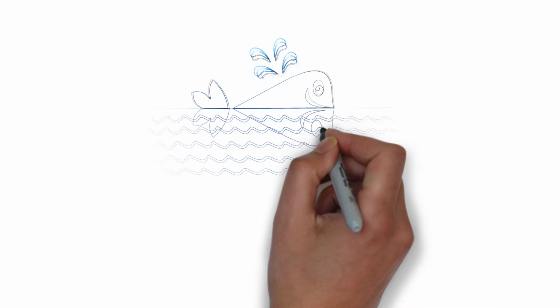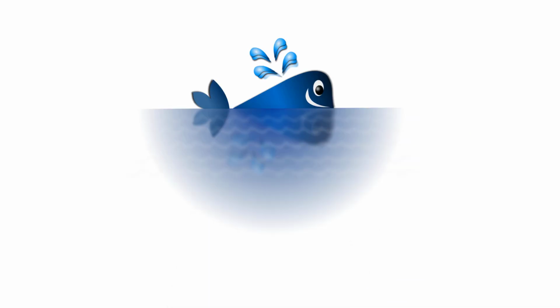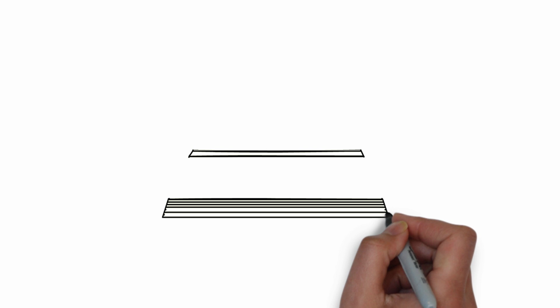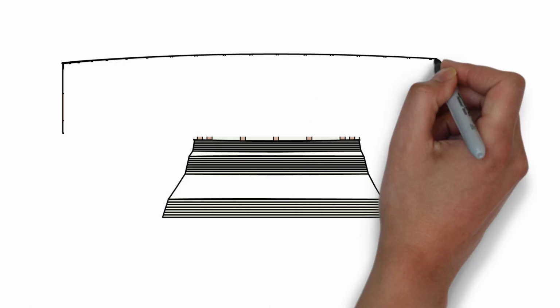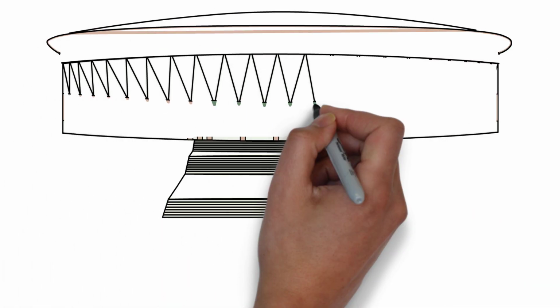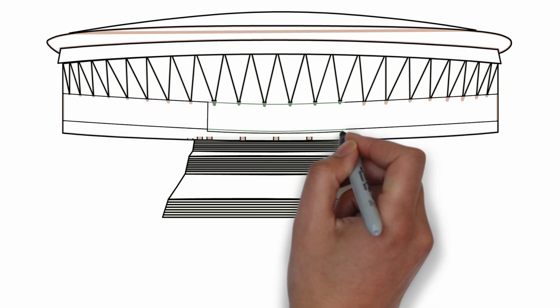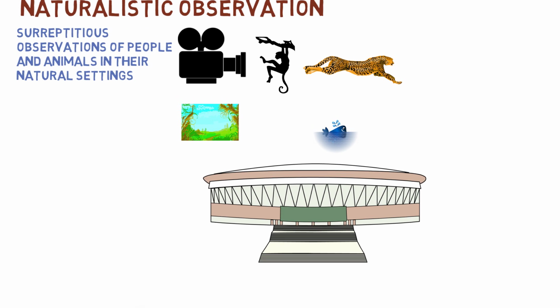Now, psychologists can use a similar method to watch humans surreptitiously in their natural environments. For example, to see how people act in crowds, as at a baseball game, or in church, or during a street demonstration.